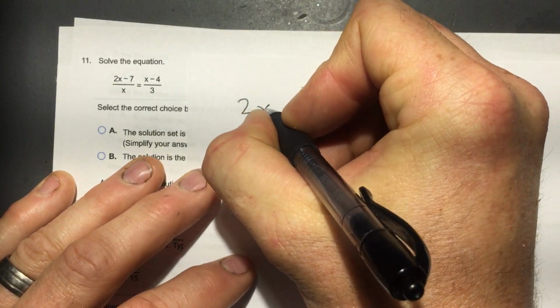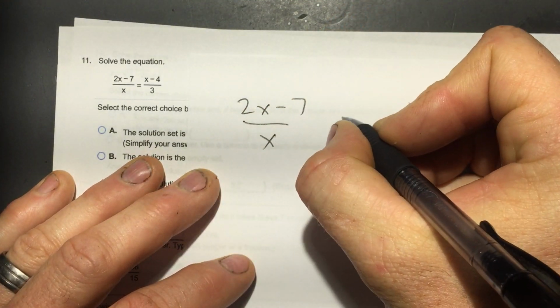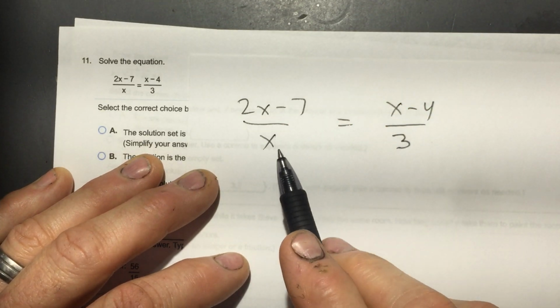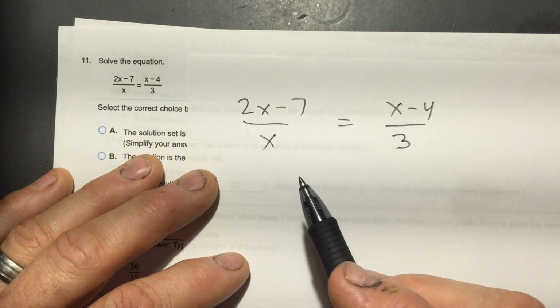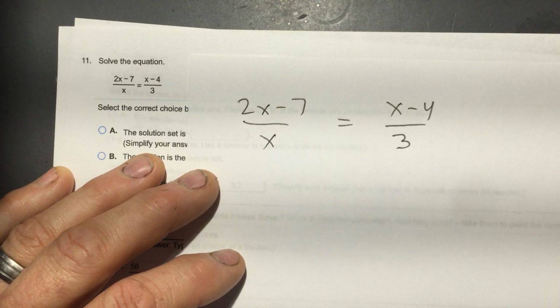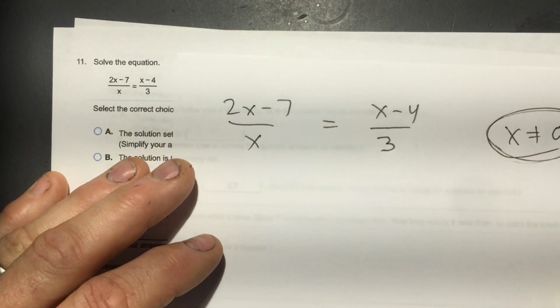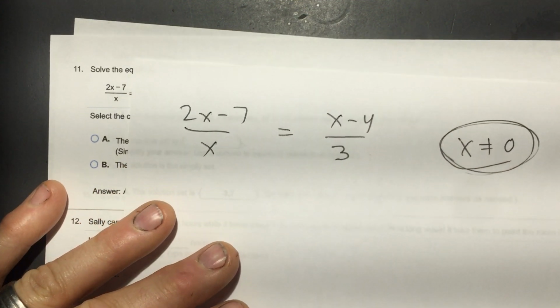So 2x minus 7 over x equals x minus 4 over 3. Okay, now right here, x can't be 0. Right there, there's no variable, so we're good there. But x cannot be 0, so we got to keep this in mind here.